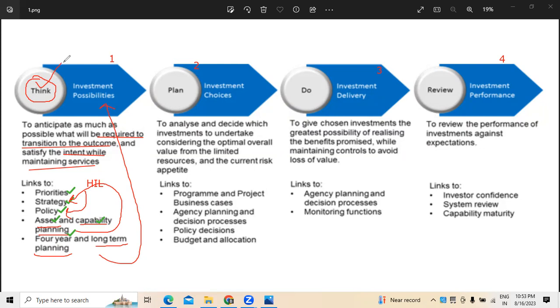Is it clear to you, Mohsin and Abid? Clear? Are you listening? Yeah, yeah, yeah.